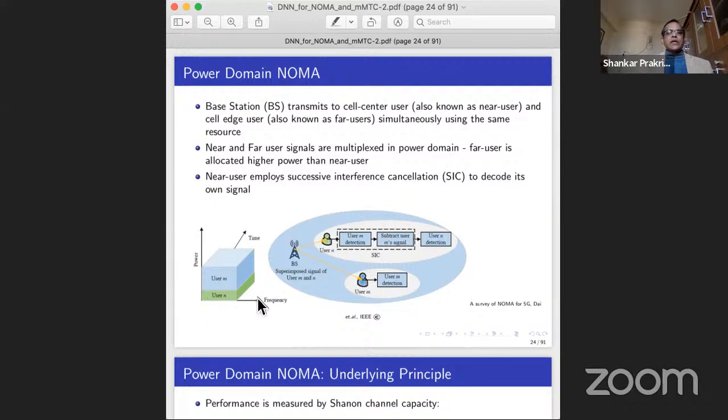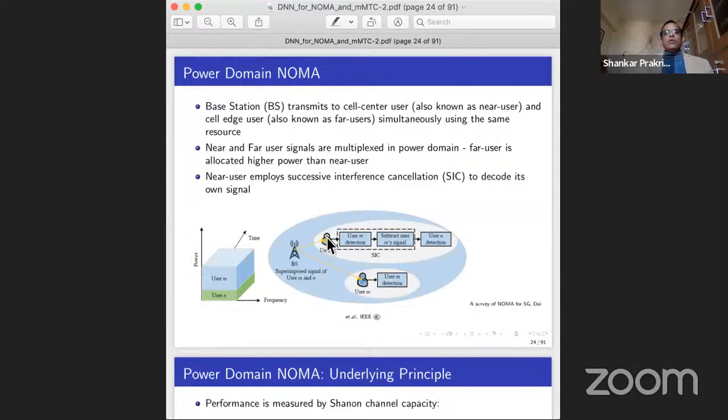The frequency is the same. There are two users, user N and user M. As you can see, more power is allocated to user M than user N because user M is very far away. This is the far user. This person is far away from the base station, so is allocated more power, and less power is allocated to the user who's close by. Right?